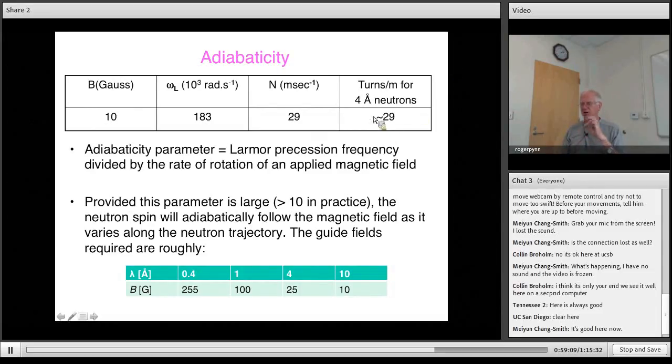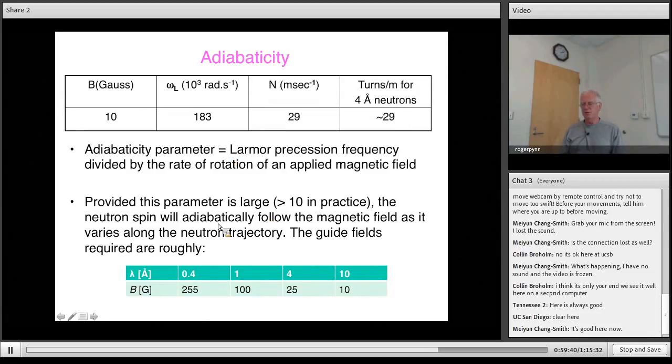So when I'm working on a polarized beam, that's the number I always try to remember: that 30. If a 4 angstrom neutron goes through 30 Gauss over a centimeter, or a Gauss over 30 centimeters, doesn't matter which, the spin will precess through 1 turn. Provided this adiabaticity parameter is large, as I said, you can guide the spin of a neutron.